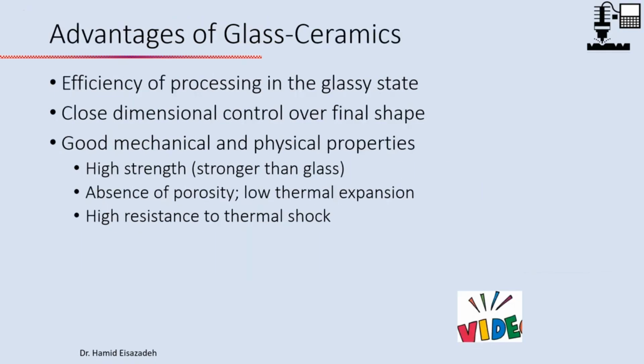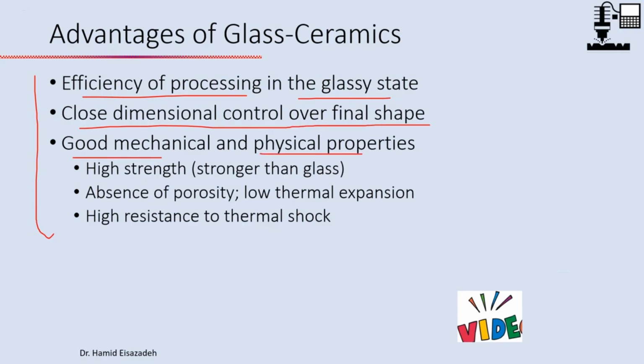Some of the advantages of glass ceramics are stated here. They have a good efficiency of processing in the glassy state, so they can be processed more easily. They have close dimension control over the final shape. They have good mechanical and physical properties. They have a higher strength, stronger than glass, and they have a high resistance to thermal shock.